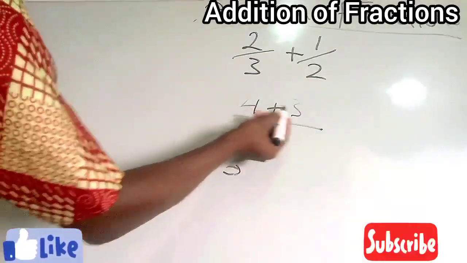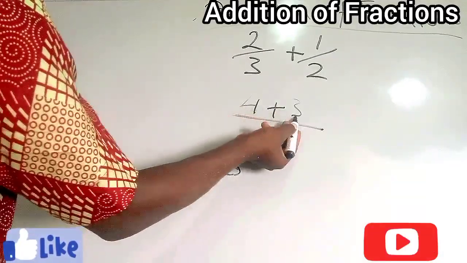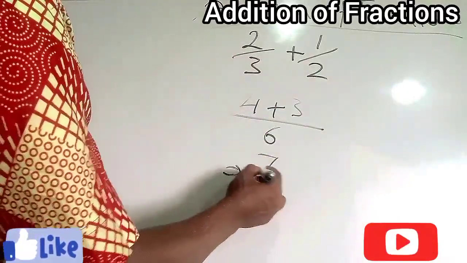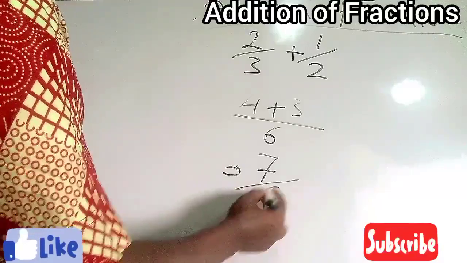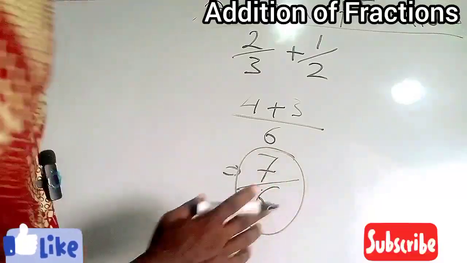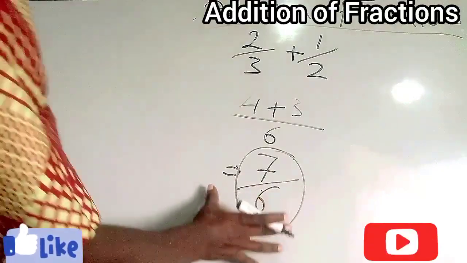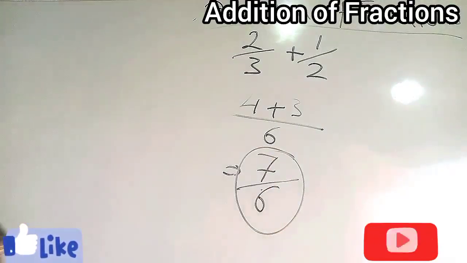You come down, now you add the top. 4 plus 3 will give us 7 all over 6. If there's any number that can break them down, you break them down. If there's no number that can break them down, just leave it like this. Let's look at another example.